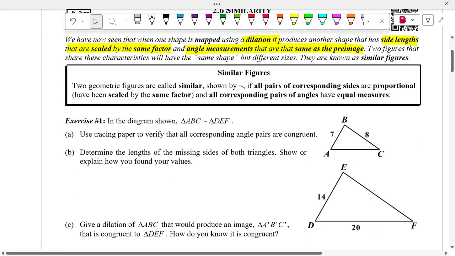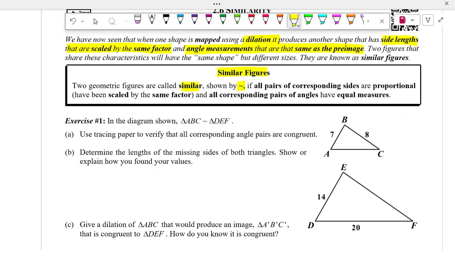Now, if you have similar figures, first off, similar is shown by this sign right here. Just like how an equal sign with a squiggle means congruent, just a squiggle, so no equal sign underneath it, that means similar. And it would help if I spelled things correctly. This is why I'm not an English teacher.